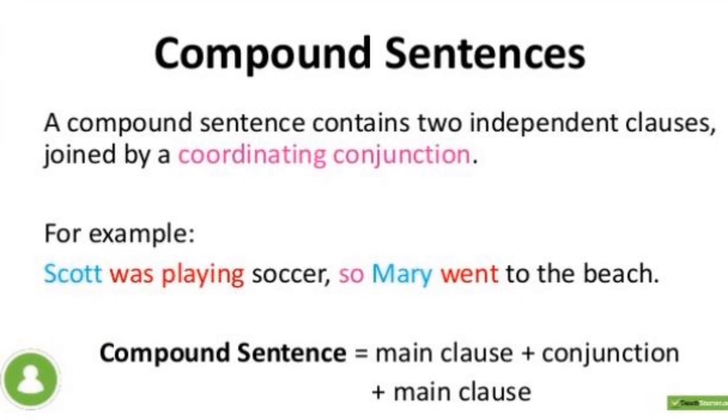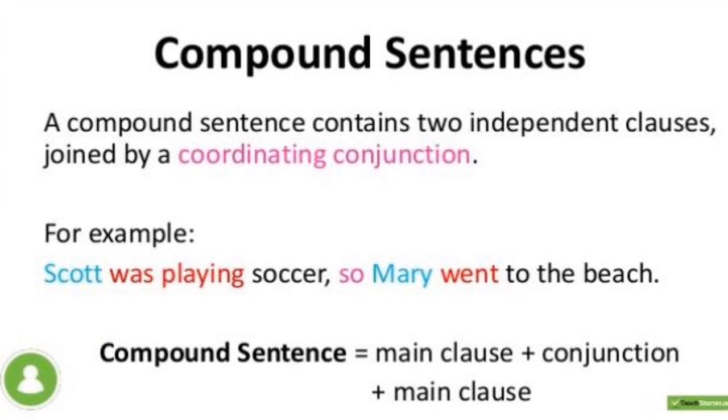Okay, the next is compound sentences. Compound sentences are sentences that contain two independent clauses joined by coordinating conjunctions. When two independent clauses are joined with a coordinating conjunction, it makes a compound sentence. Only independent clauses joined by coordinating conjunctions make compound sentences.